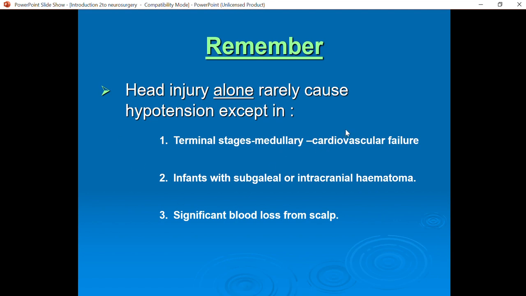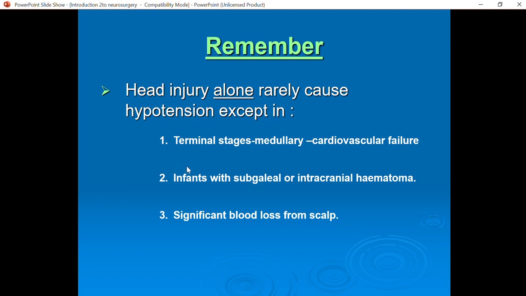Only then can hypotension happen, because we remember that the sign of high ICP, as we said, is Cushing triad, which is hypertension, bradycardia, and irregular breathing. So the rule, wherever there is increased ICP, is hypertension. Hypotension can happen only in these cases.